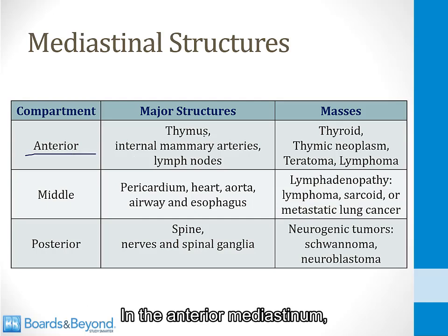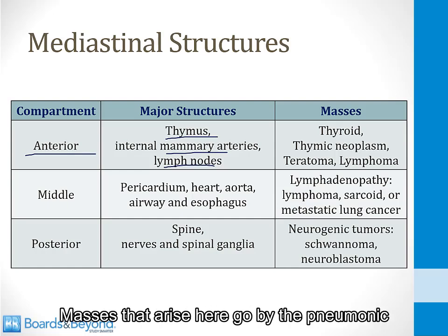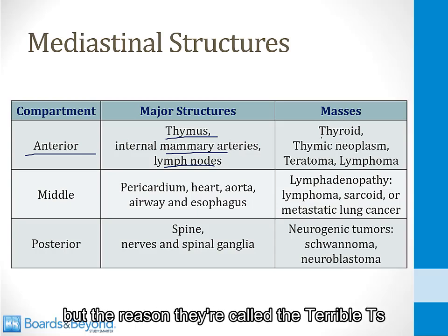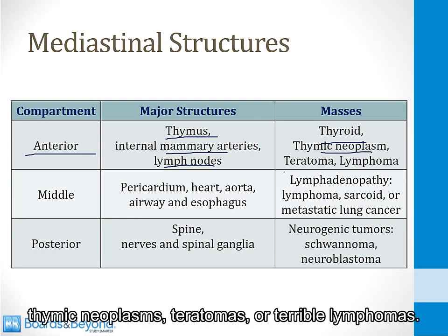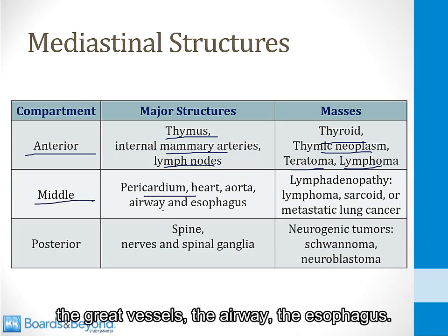In the anterior mediastinum, that's where you find the thymus and the internal mammary arteries and lots of lymph nodes. Masses that arise here go by the mnemonic the terrible T's, and we'll talk more about this in a minute, but the reason they're called the terrible T's is because the masses tend to be thyroid, thymic neoplasms, teratomas, or terrible lymphomas.